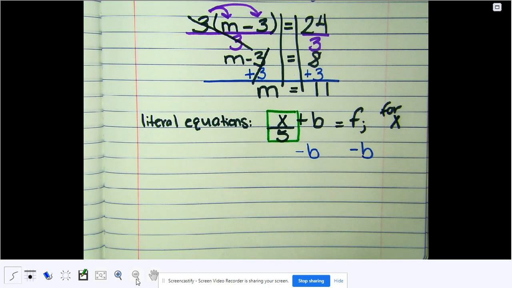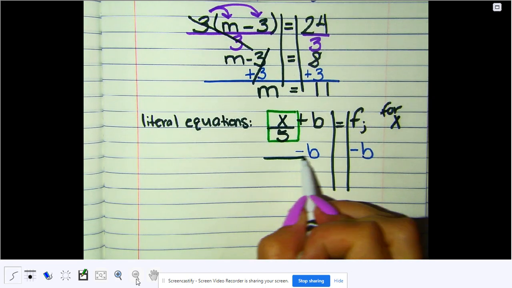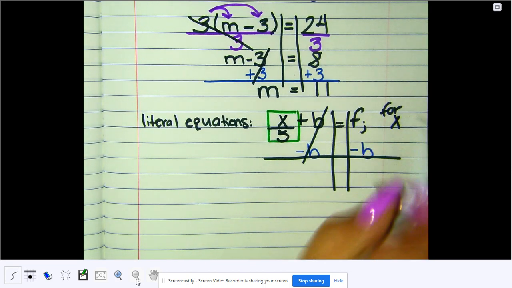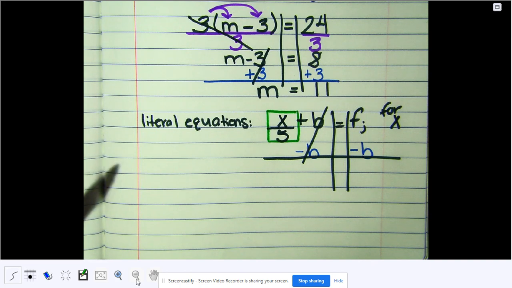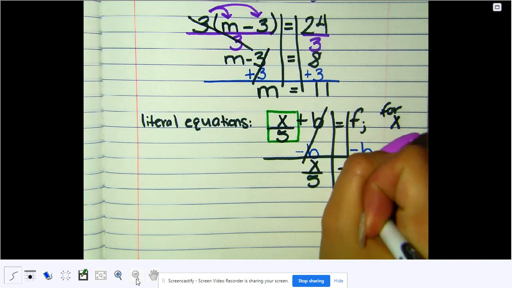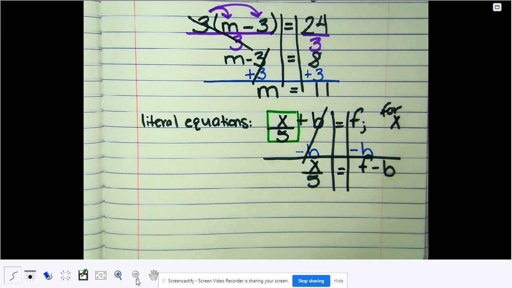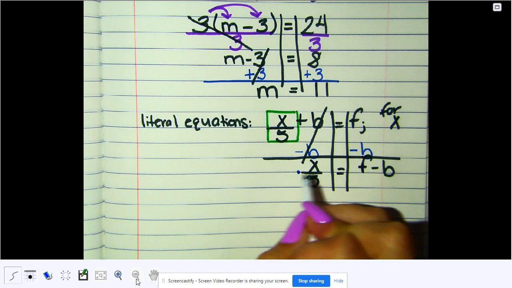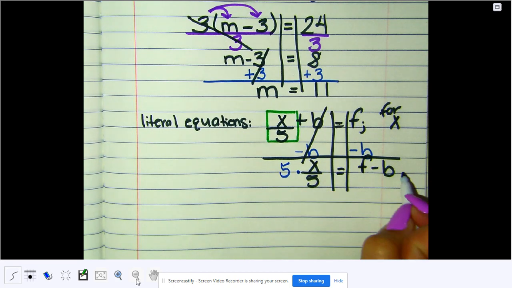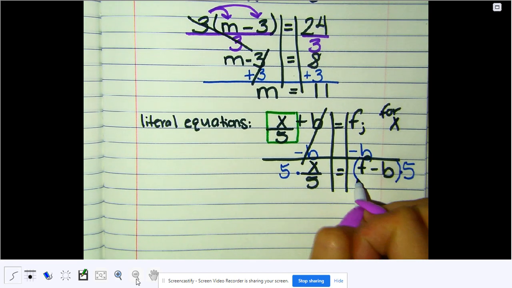And I should have written down the barrier. Okay. b minus b cancels, and so I'm left with x divided by 5, and this just says f minus b. I cannot combine those. They are not like terms. They are different letters. Okay, this step is division, so the opposite of that is multiplication. And I multiply by 5 over here. Now keep in mind that all of this gets multiplied by 5.